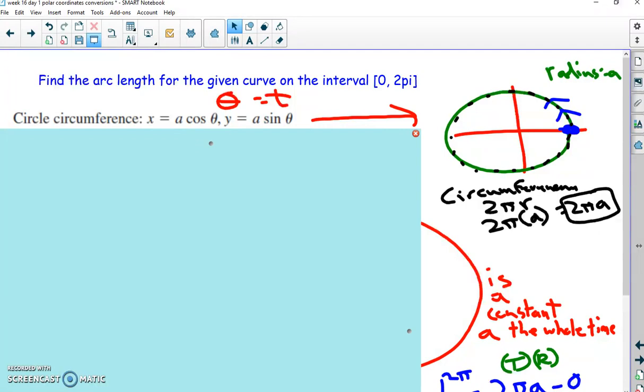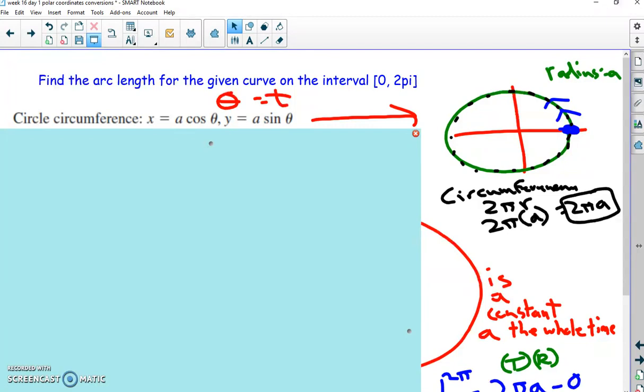So I want to find the arc length around this circle. Geometry tells me the radius is a, so it's 2 pi r, so the answer is 2 pi a, which I totally agree with. But I want to look at it parametrically.